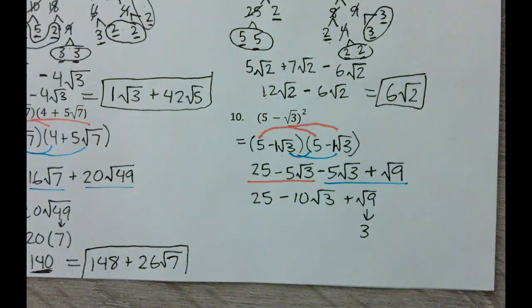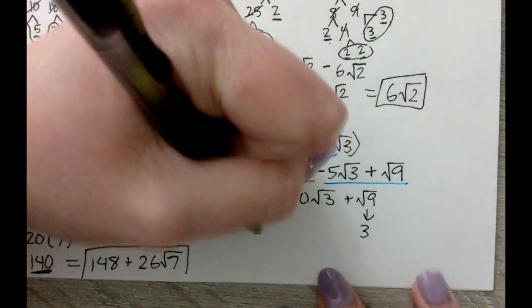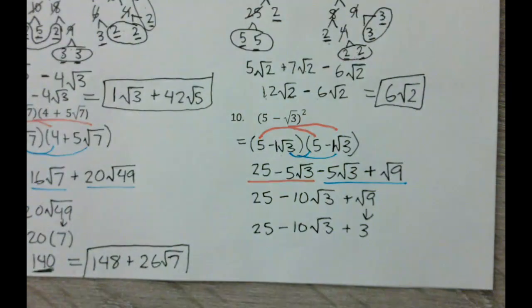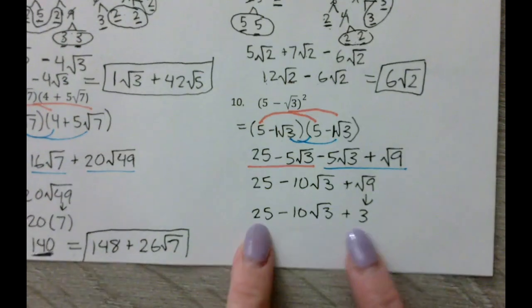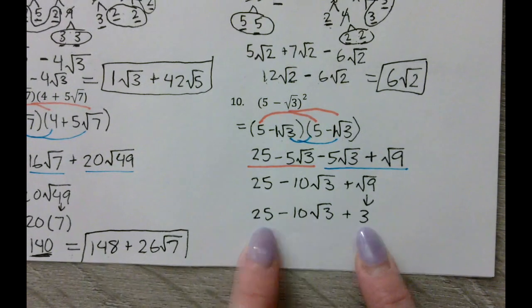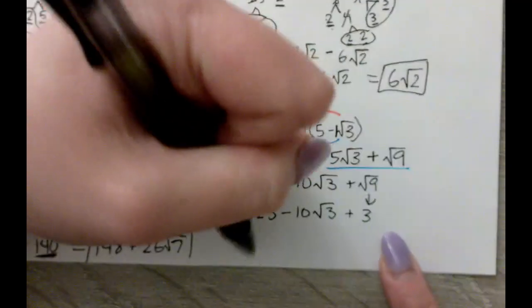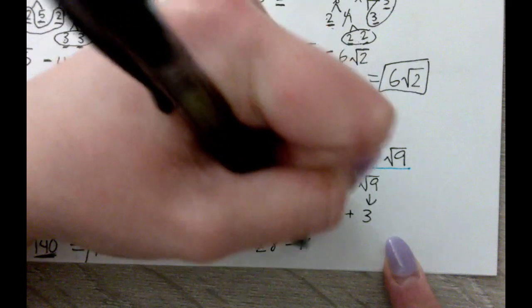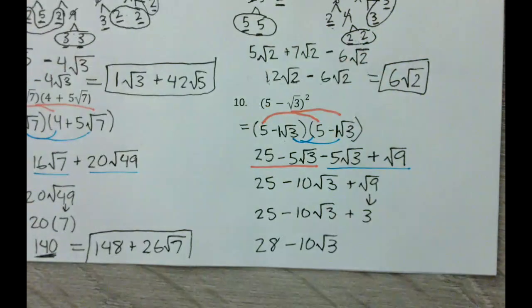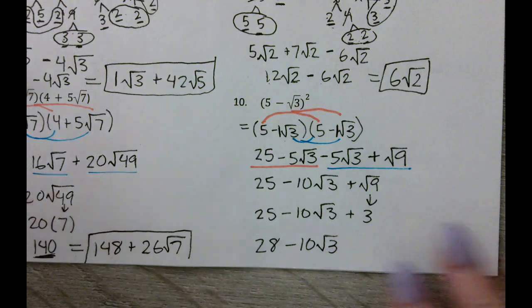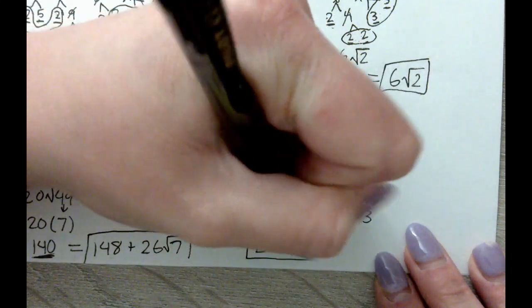The square root is gone. It's not the square root of 3. It's just 3. Bring down everything else. 25 minus 10, square root 3, and then that's a plus in front. Last thing we can do, we now have two whole numbers, 25 and 3. Let's combine those. They're both positive, so we're going to add them. 25 plus 3 is 28 minus 10, square root of 3. And again, we are at a point where we can't combine these because this is a whole number. It doesn't have a radical. This does. So we are done.